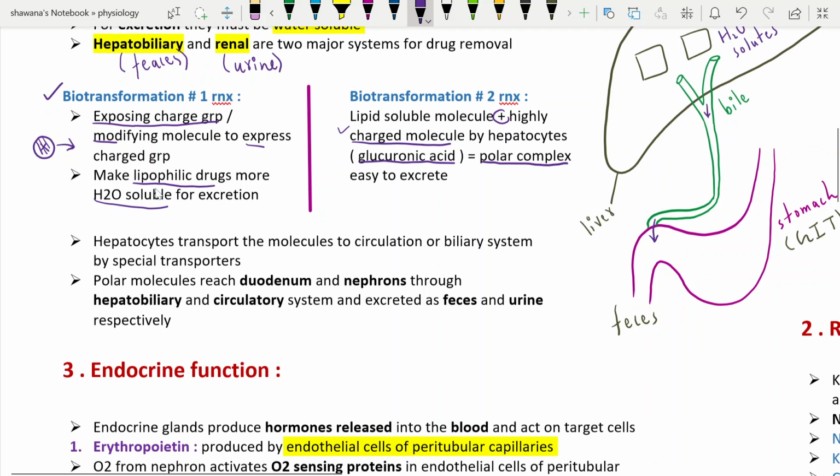As I've told, polar molecules which are water soluble are not entering into the cell, so they must go to the excretory systems, the duodenum and the nephrons. They go to the duodenum by the hepatobiliary system, and they go to the nephron by the circulatory system, and are excreted as feces in the hepatobiliary and urine in the circulatory or nephritic system, the nephrons.